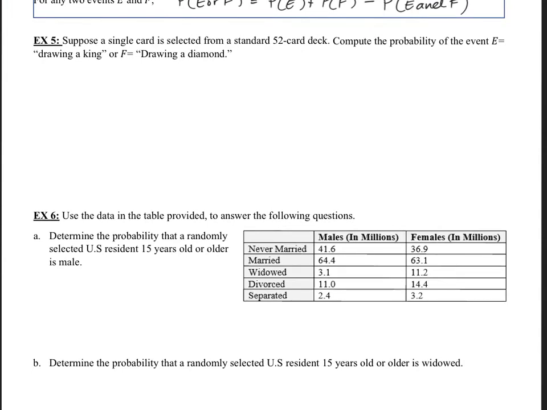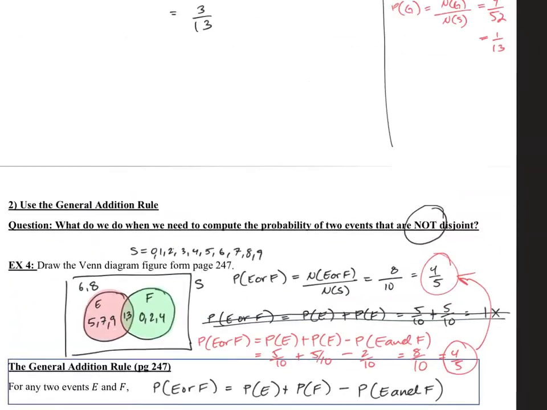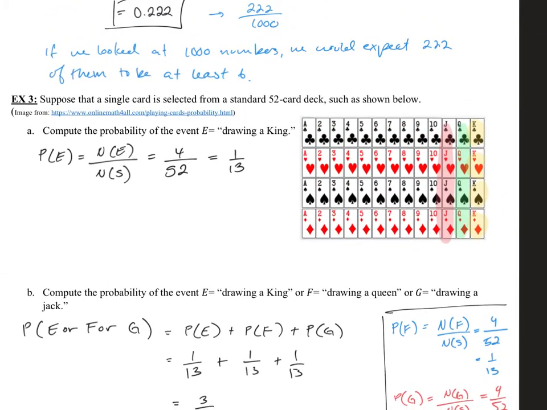Now for example 5. Suppose a single card is selected from a standard 52 card deck. Compute the probability of the event E, drawing a king, or the event F, drawing a diamond. Okay, so what we want is the probability of E or F, and now we need to ask ourselves, are these guys disjoint? Let's take a look back up here at our sample card deck.